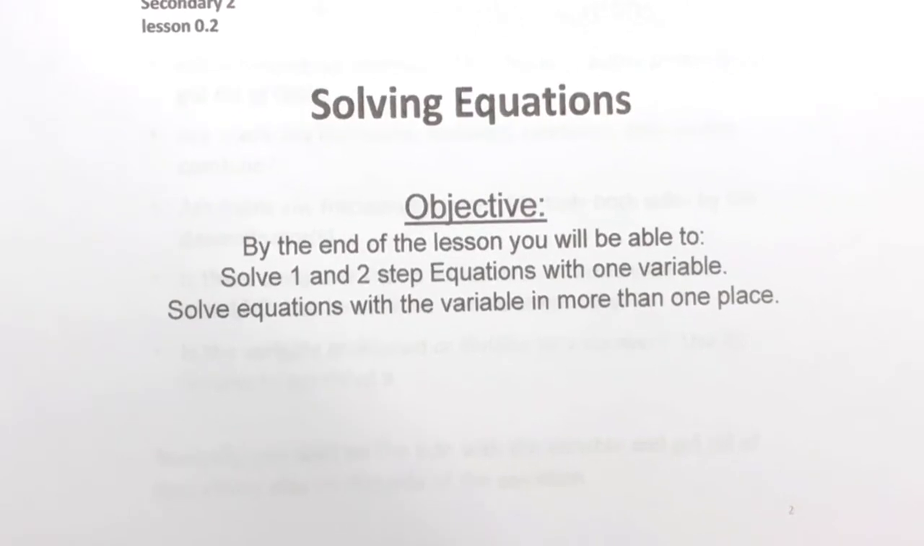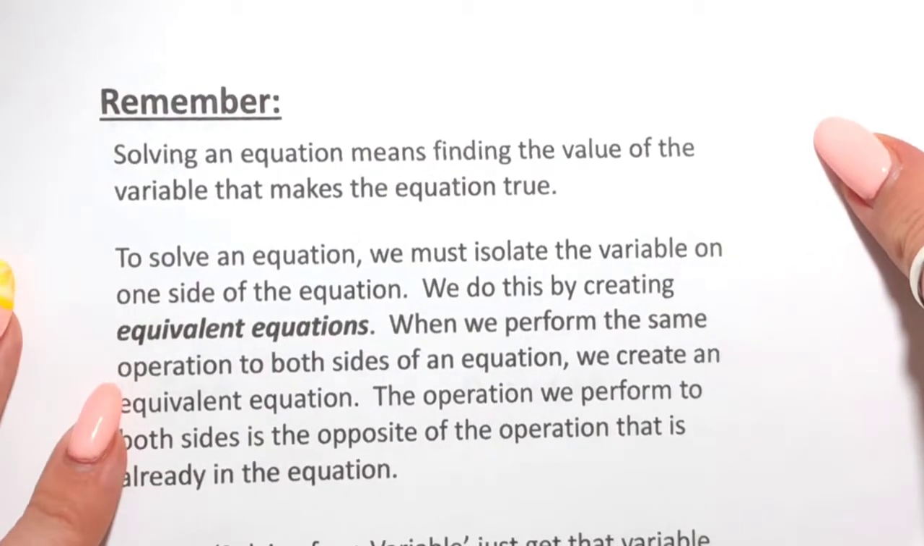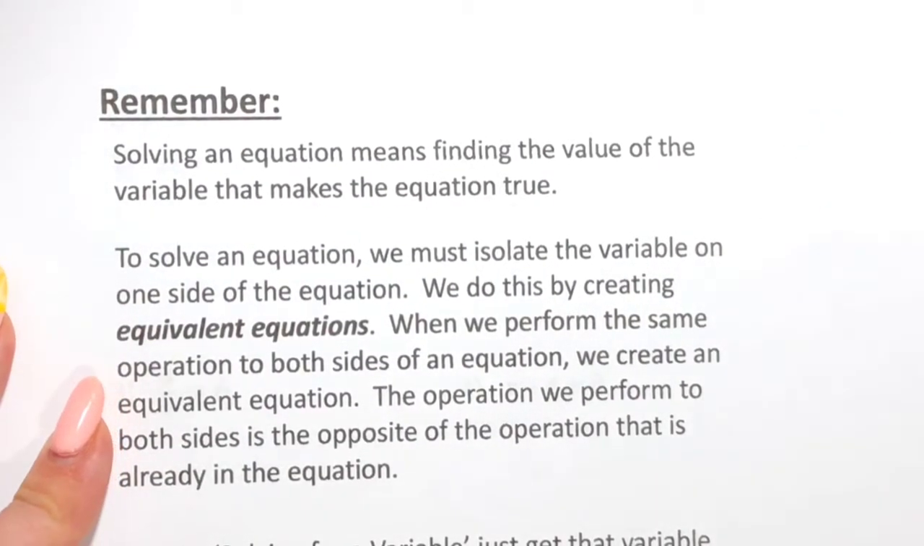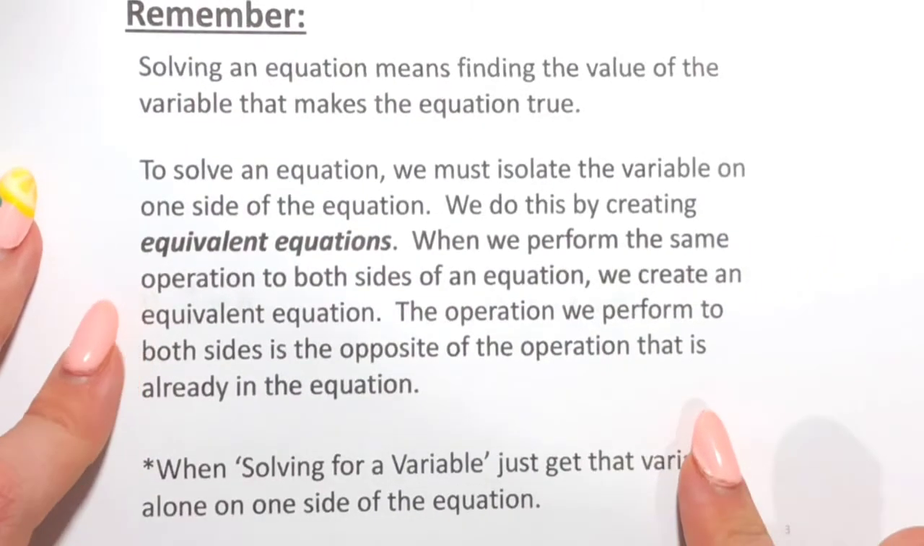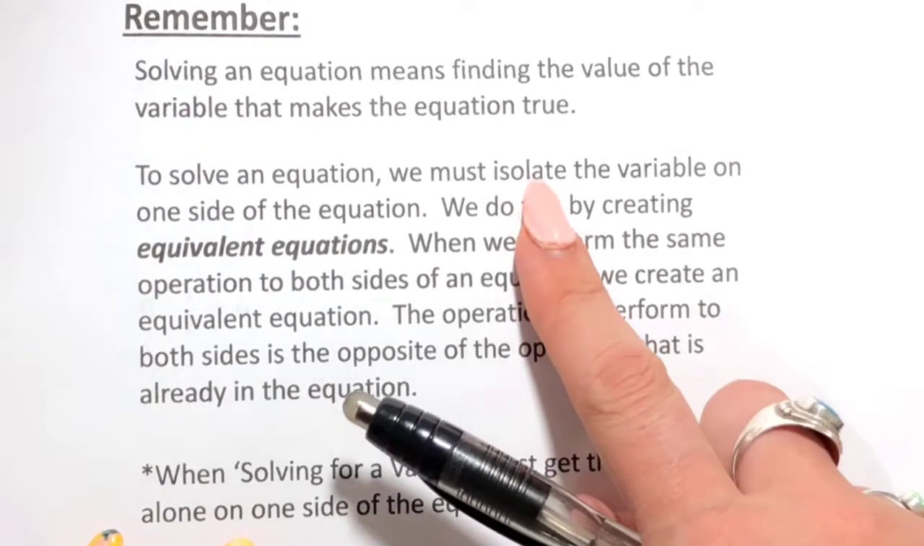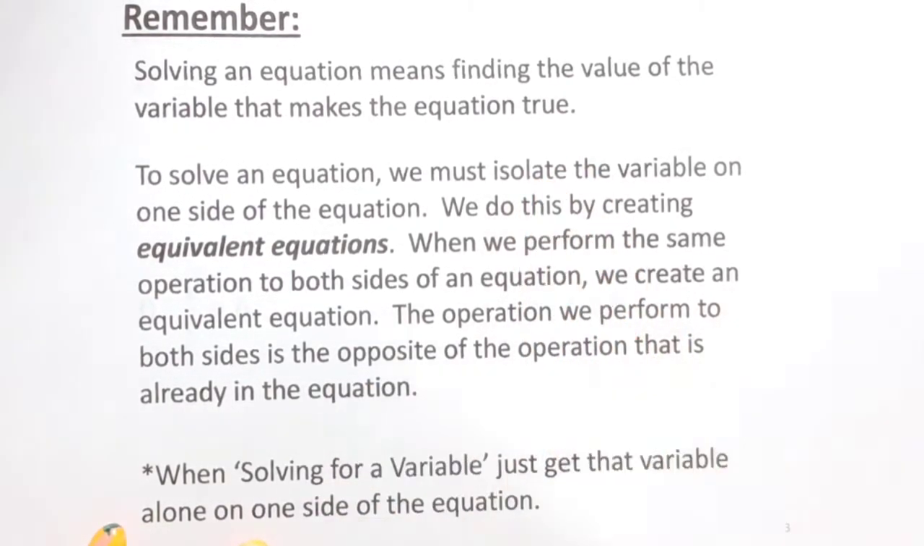So just remember when you are solving an equation, what that means is that you're finding the value of the variable, and usually we use x, but we can use other letters, that makes the equation true. So to solve an equation, we're going to isolate the variable onto one side. So when it says to isolate, that means to get it by itself.